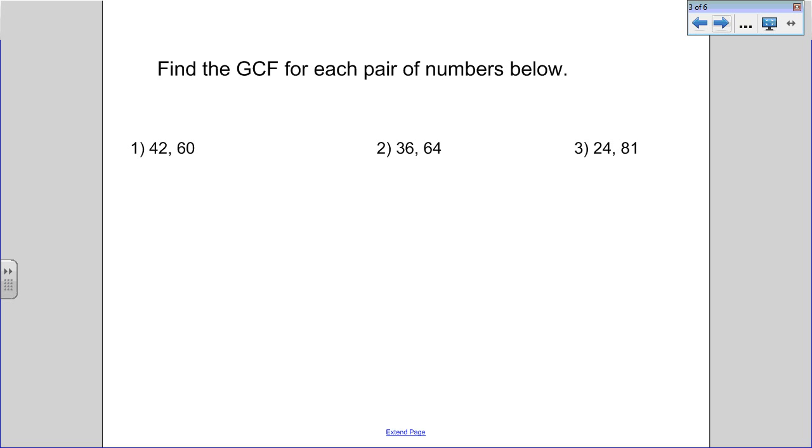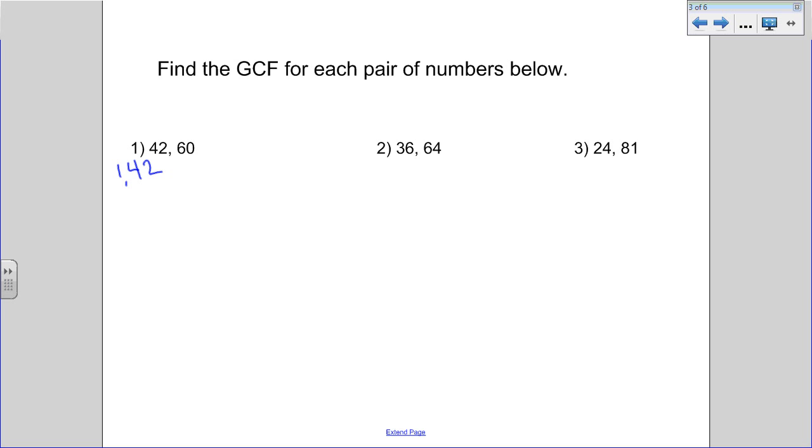All right, so 42 and 60, ladies and gentlemen. Did 42 divide into 60? No. So now what I need to do is find the next largest number that might divide into that. Well, I don't want to leave anything out, guys, so here's where I have to actually list factors. So I start with 1 and 42, because 1 times 42 is 42, correct?